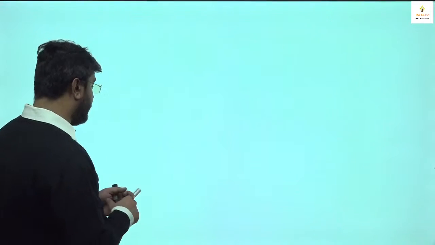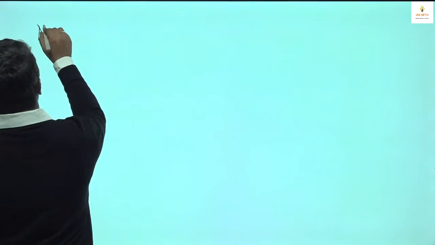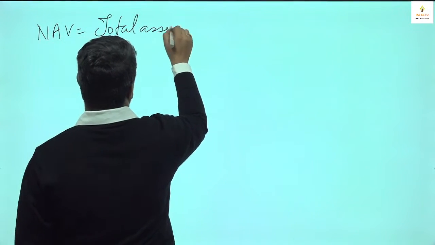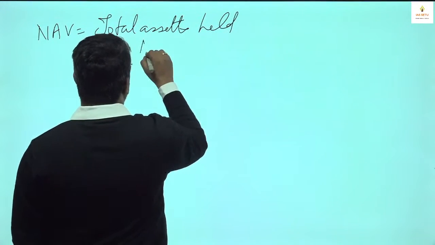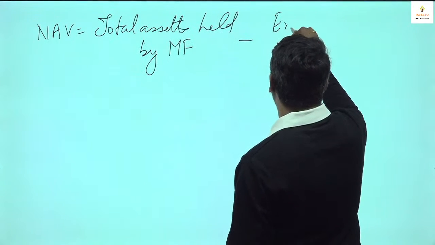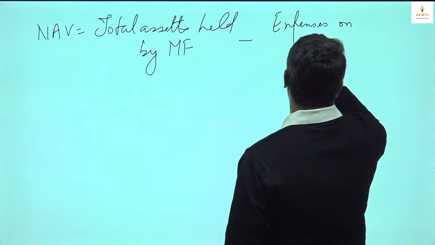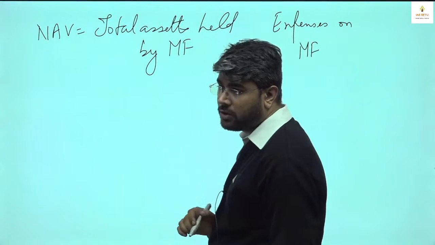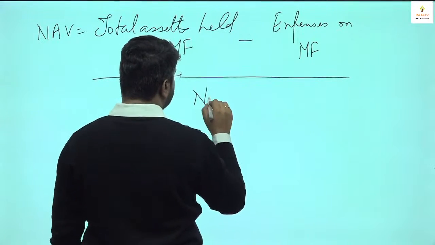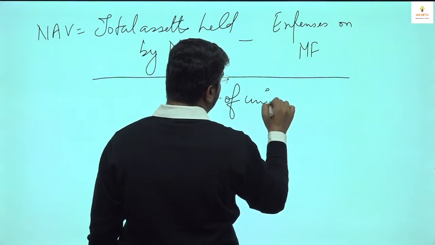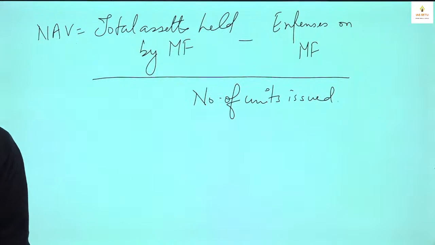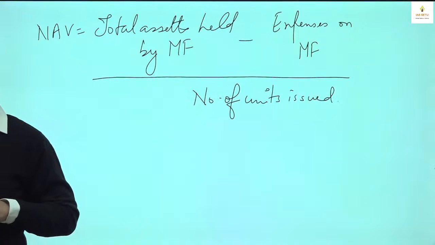सो नेट एसेट वैल्यू कैसे, क्या फाइनल फॉर्मूला क्या है? लेट मी राइट दैट. NAV is equal to total assets held by the mutual fund minus expenses on mutual fund by AMC, right? कुछ expenses भी तो होंगे ना, and then you divide this number with number of units issued. Number of units issued, right? So let's say over a period of time, what will change?